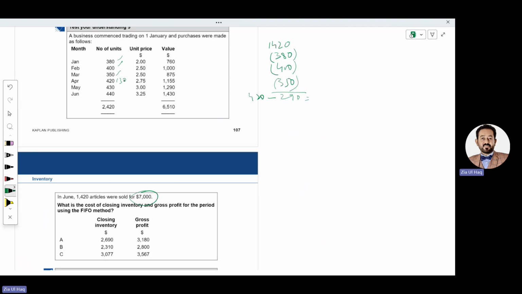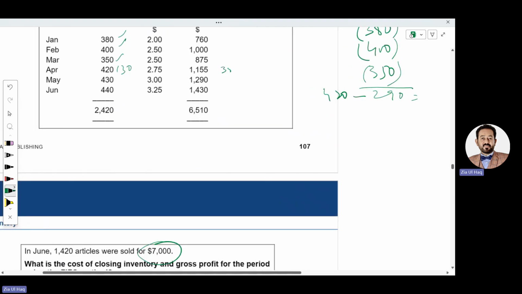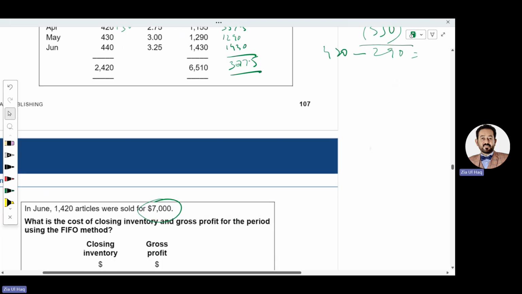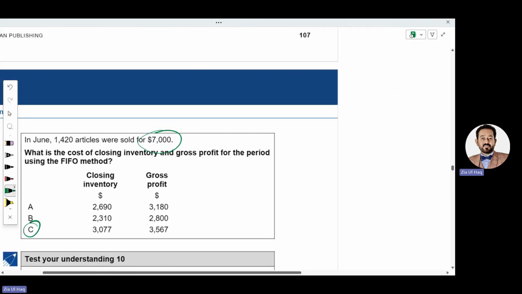So what is the closing inventory? 130 into 2.75. 130 into 2.75 is 357.5. Then 1430 will be there, so you can calculate closing inventory. 3077.5. 3077.5. So 3077.5, option C.